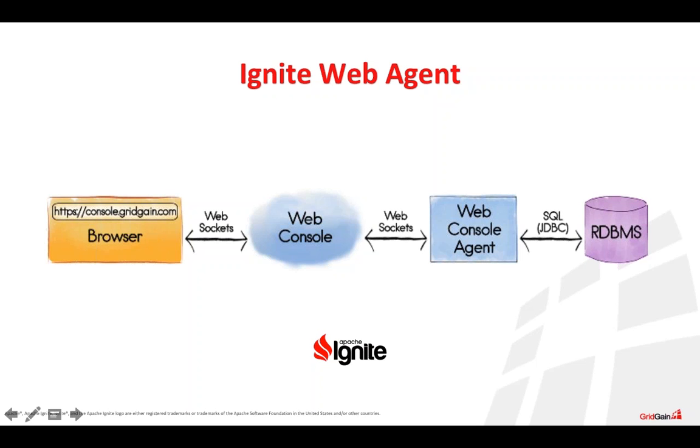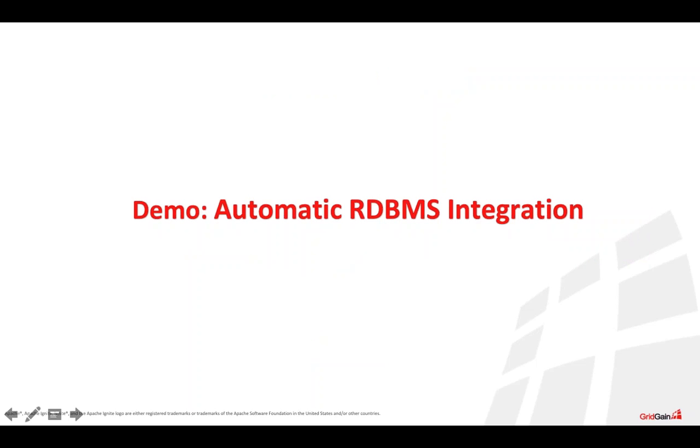And Web Console Agent receives all the requests from the Web Console side and sends a specific request either to the Apache Ignite cluster or to a relational database. It will connect to a relational database when you need to import the data, import the schema, import indexes from your underlying database. This is what we are going to show today during our webinar. So this is all from the theoretical part. Now let's switch to the demo.